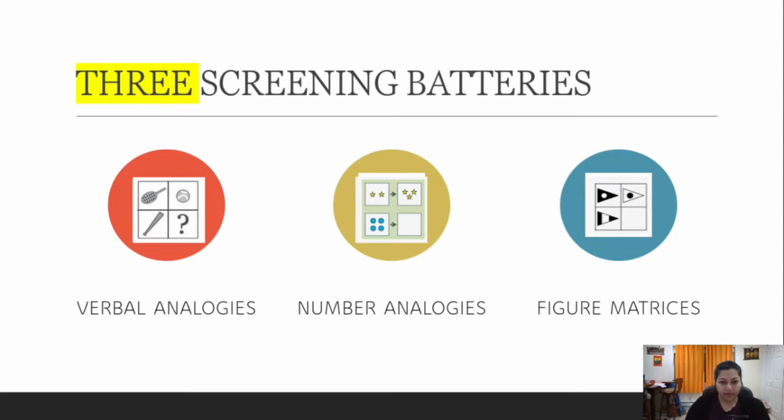The verbal analogies mostly deal with pictures. Number analogies is mostly about finding the rule or the change in the quantity. And then figure matrices deals with patterns and the change in patterns of the figures, shapes and patterns mostly.